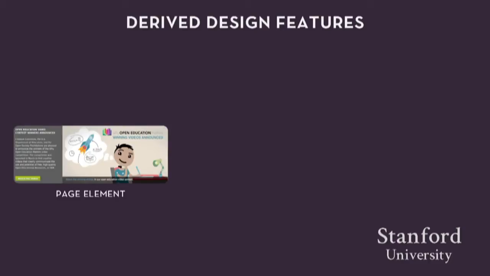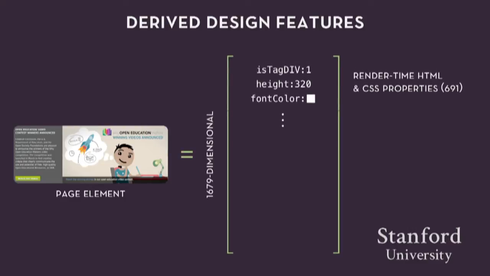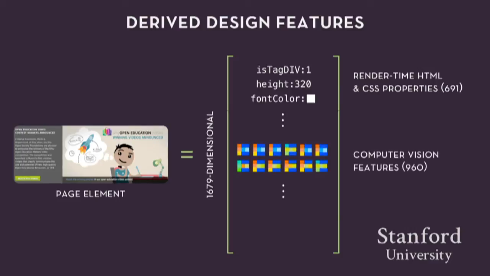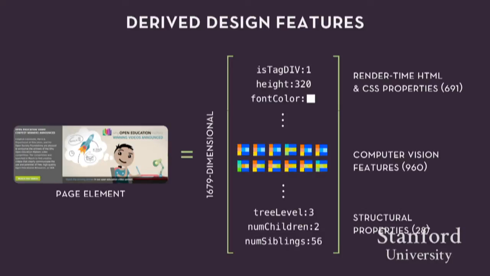On top of this segmentation, Webzeitgeist computes a set of descriptive features for every page element, which users and application developers can leverage. These features comprise all the design properties we can think of to measure, including the render time HTML and CSS properties computed by the layout engine, a collection of computer vision features such as GIST scene descriptors, and a set of high-level structural properties relating to the page segmentation itself.